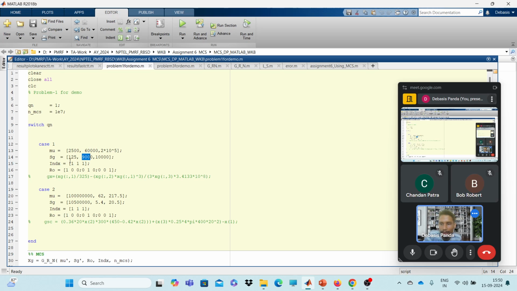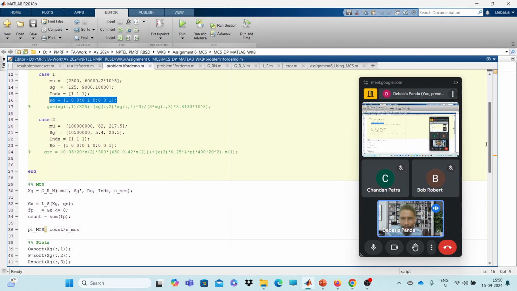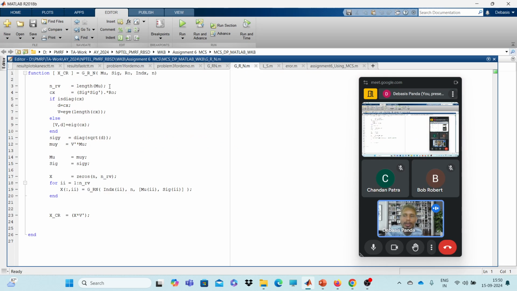using those parameters, first we need to uncorrelate. Here look, the rho matrix, that means the correlation matrix, is diagonally 1 1 1, that means there is no correlation. So first we need to uncorrelate it, right? What we need to do is just perform an eigen analysis. So first I am calling the grn function. Look at what that grn function does. This grn function actually uncorrelates your correlated random variables.